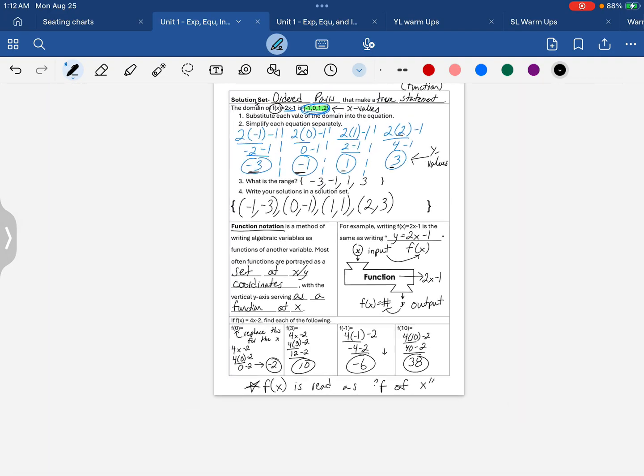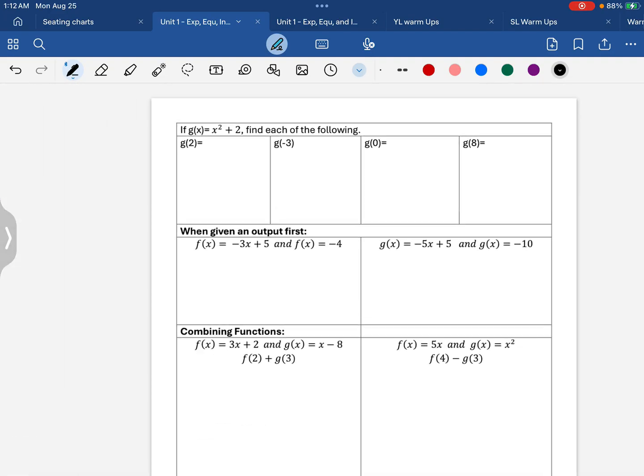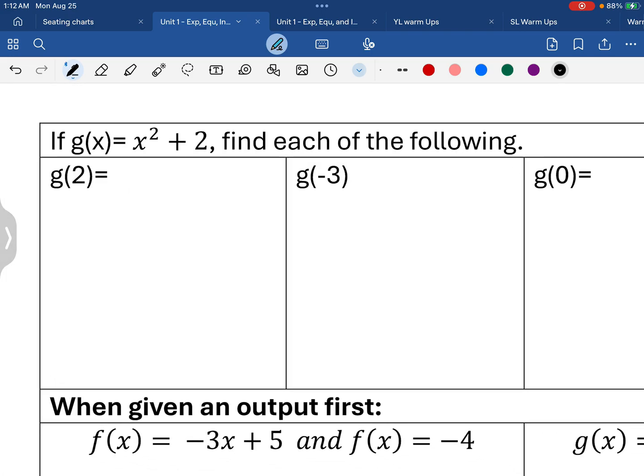We are about done. We only have a couple more problems I want to do. This one is really important right here because this is where we make a really easy, simple mistake, but it's really easy to avoid. All we have to do is use parentheses. We gotta use those parentheses. So it tells us if g of x equals x squared plus 2, find each of the following.